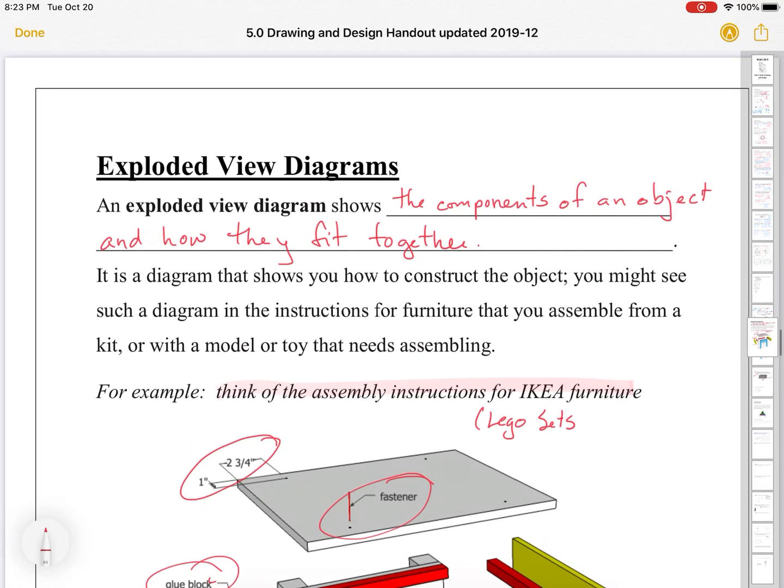So those are exploded view diagrams and component part diagrams. So you have a couple examples to do here, and you have a worksheet to work on.